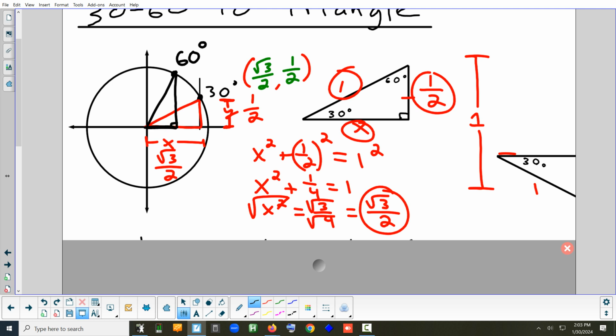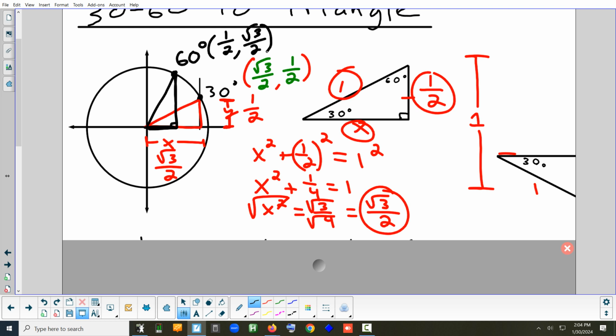What's the short side? 1/2. Short side is always 1/2. And the long side? Square root of 3 over 2. Yep. Square root 3 over 2. Perfect. So when you're dealing with the 30 and the 60, the two numbers you have to remember are 1/2 and square root 3 over 2. You have to get them in the right order, but those are the numbers you have to remember.